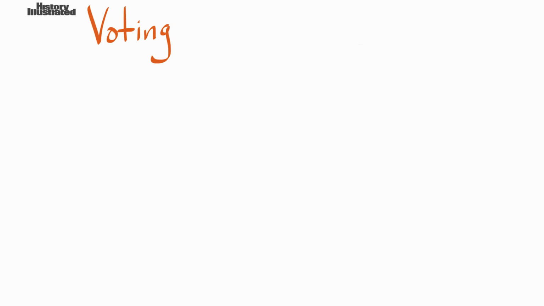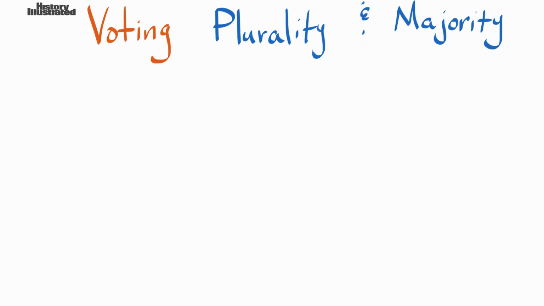In this History Illustrated video, we're going to talk about voting. Specifically, we're going to talk about how you win when there is a vote. And the typical words you will use are plurality and majority.